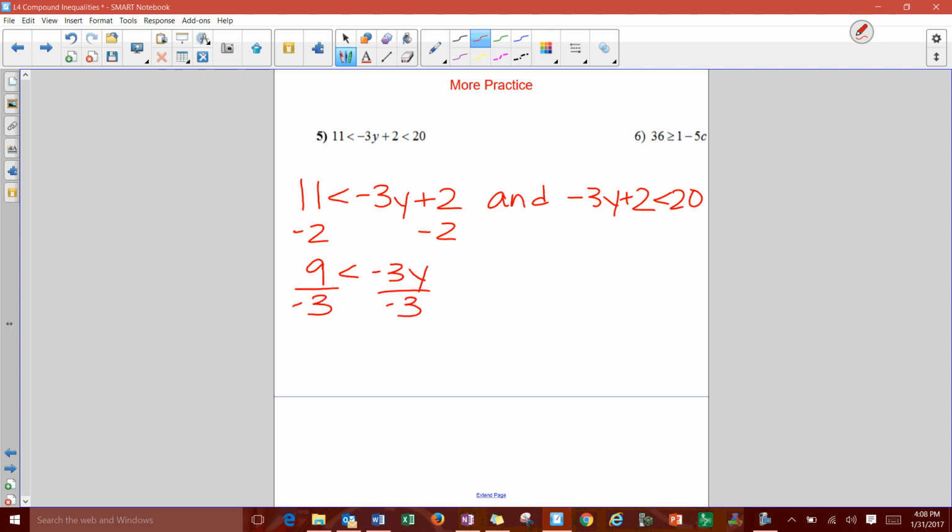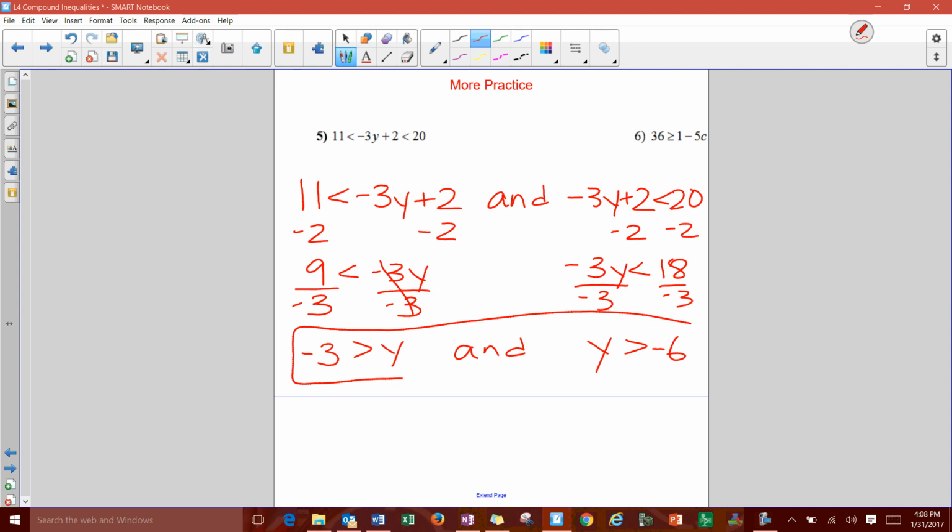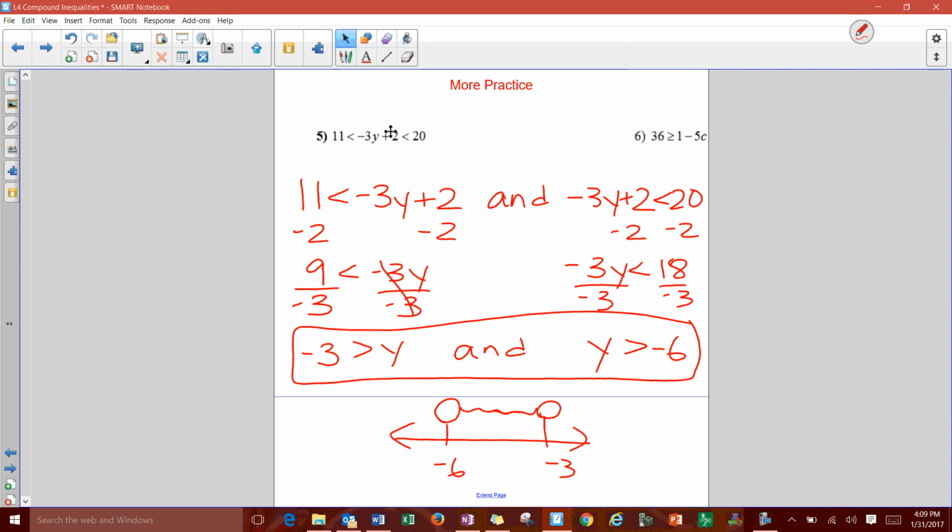Don't forget, here at this point, I'm dividing everything by -3, because I'm dividing by a negative, I got to flip that inequality symbol. Remember that? Again, when I divide by -3, we got to flip that inequality symbol. Write the word "and" in the middle. So I have -6, I have -3, right? And this says -3 is greater than y. So y would be down here. And this says y is greater than -6. So that would be my graph. That's number 5. Okay?